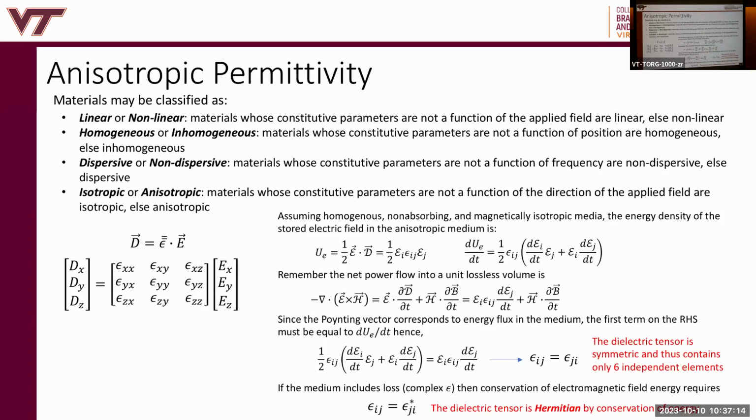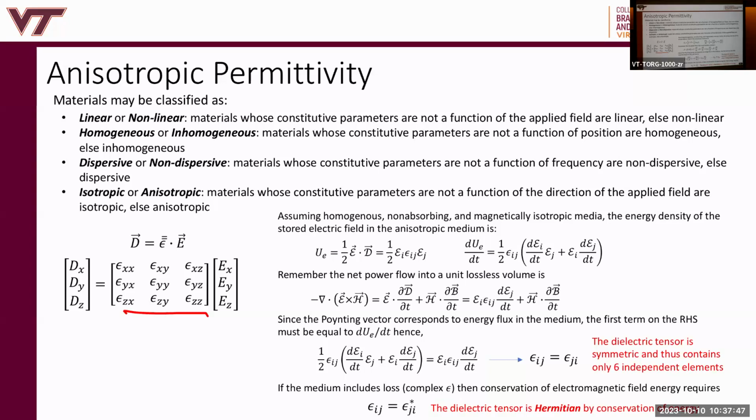All of this discussion is to just derive this property that this permittivity tensor must be symmetric. The dielectric tensor is symmetric and thus contains only 6 independent unknowns, because symmetric means that A transpose is equal to A, which means that EXY is equal to EYX, and EXZ is equal to EZX, and EYZ is equal to EZY. So there are only 6 independent parameters. What did we assume here to derive this expression? Homogeneous, non-absorbing, and magnetically isotropic.